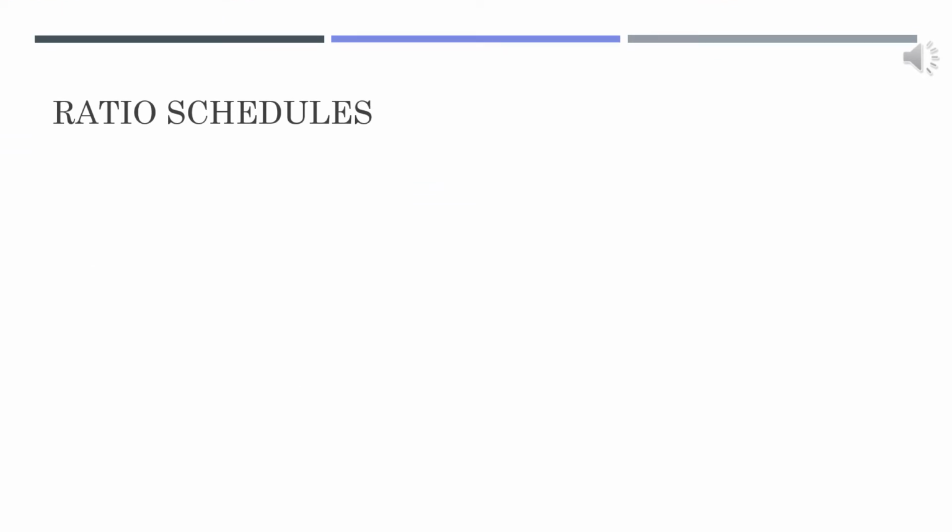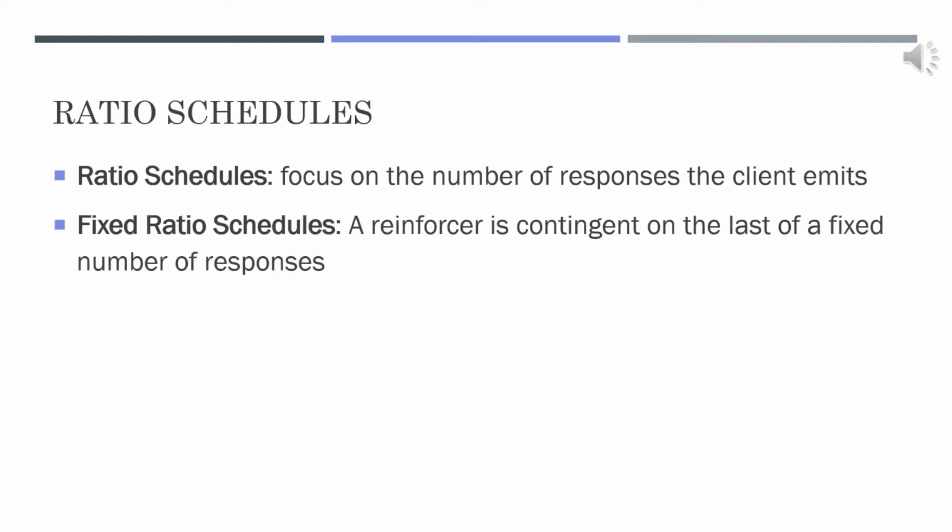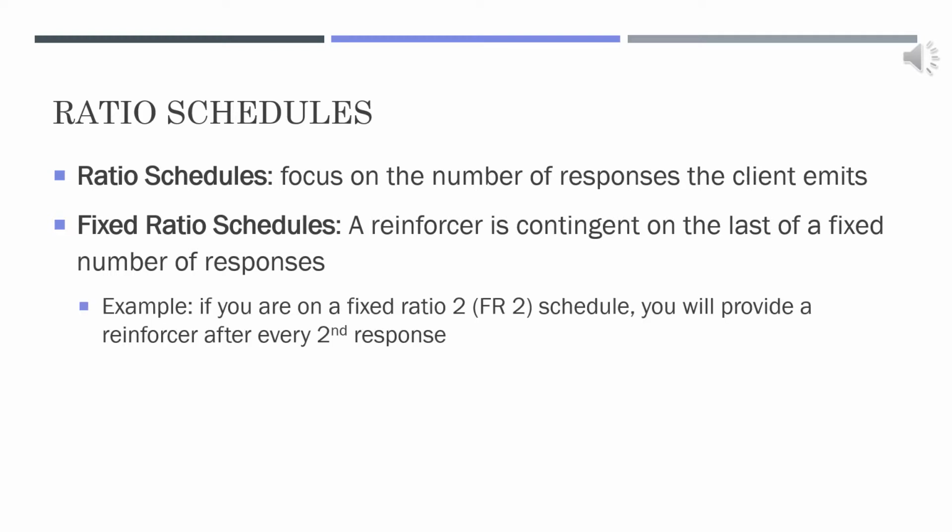We are now going to discuss ratio schedules. A ratio schedule refers to when you focus on the number of responses that a client emits. One example is a fixed ratio schedule. A fixed ratio schedule refers to when the reinforcer is contingent on the last of a fixed number of responses. For example, if you are in a fixed ratio 2 schedule, also known as an FR2, you will provide a reinforcer after every second response. Therefore, your client would have to complete 2 imitation targets, for example, before having access to reinforcers.